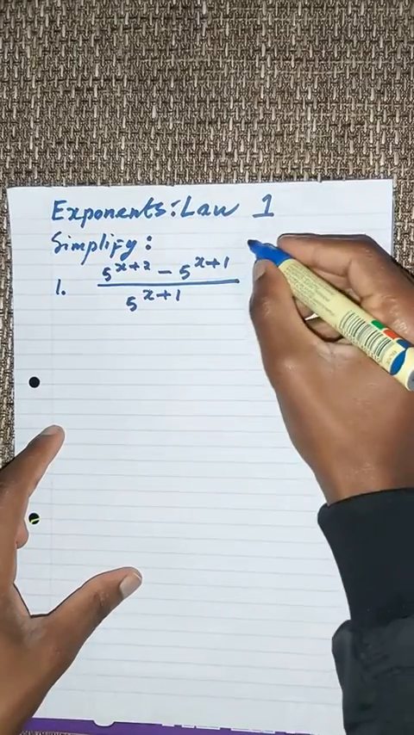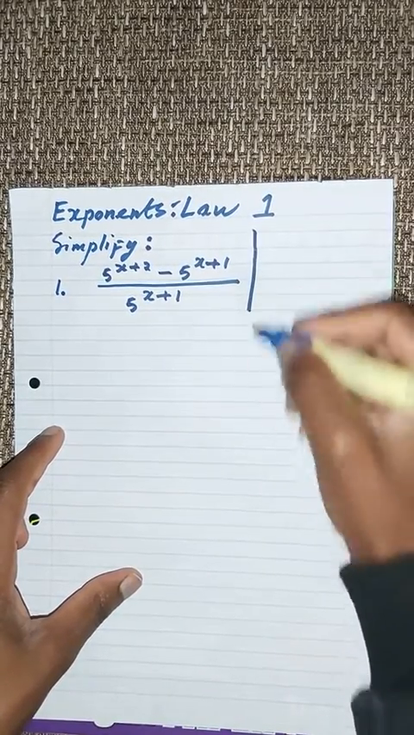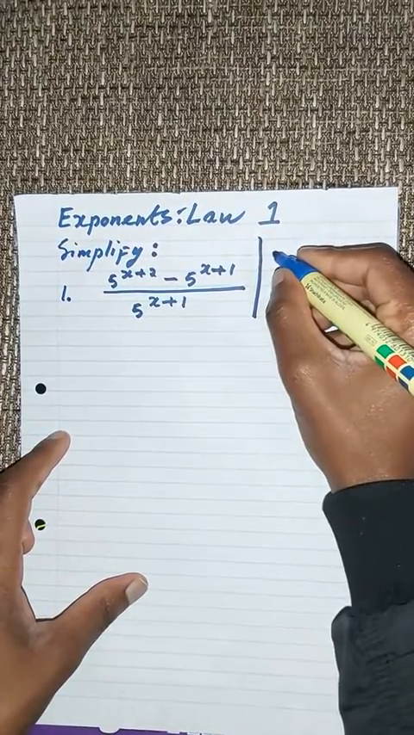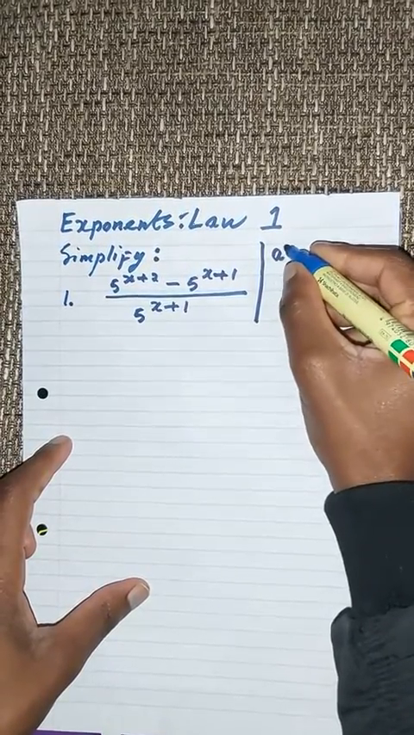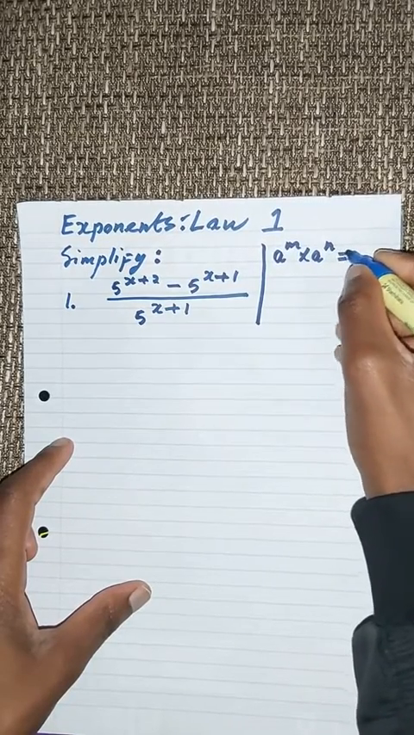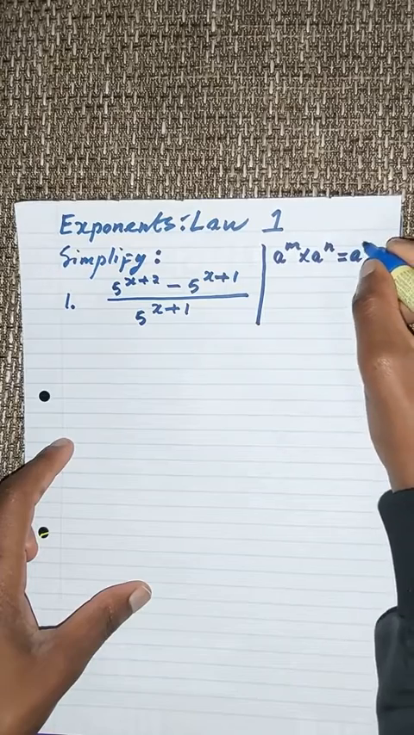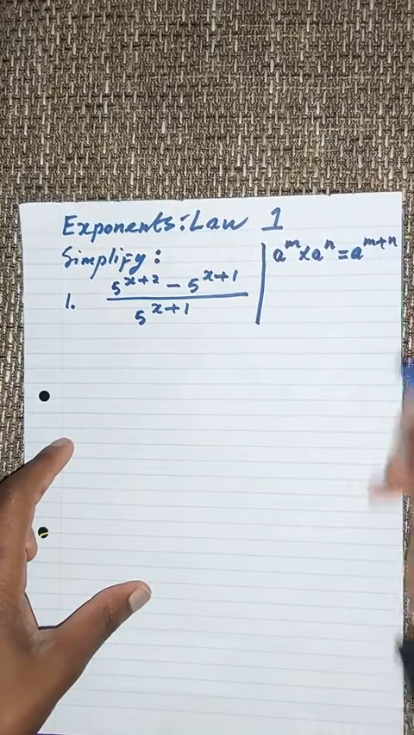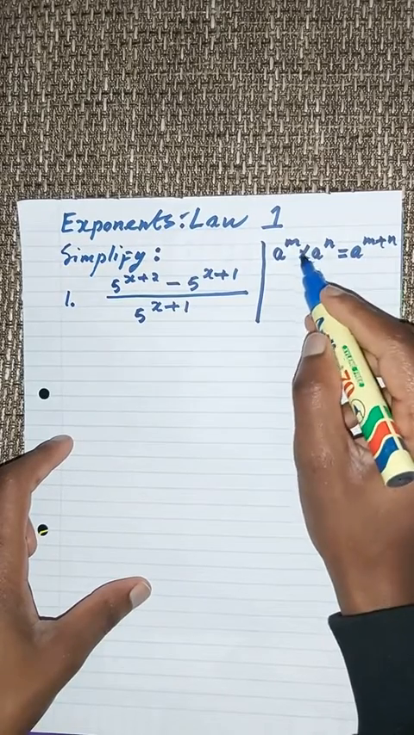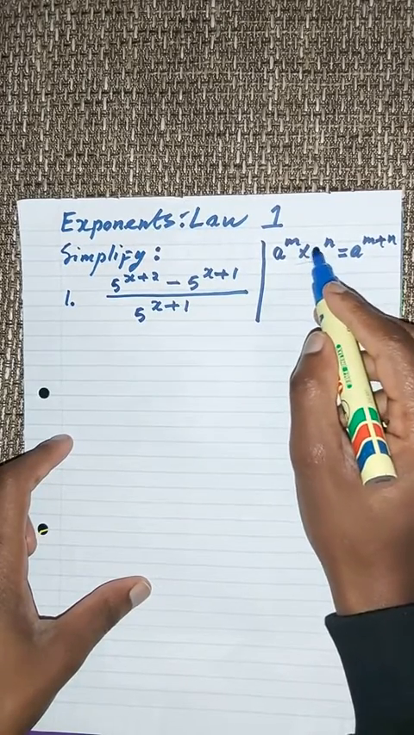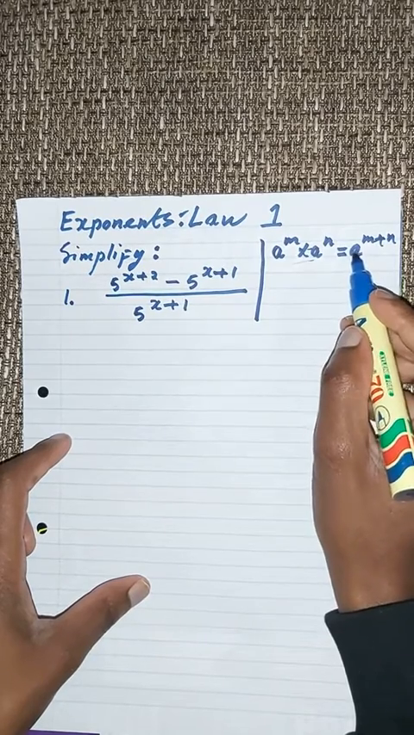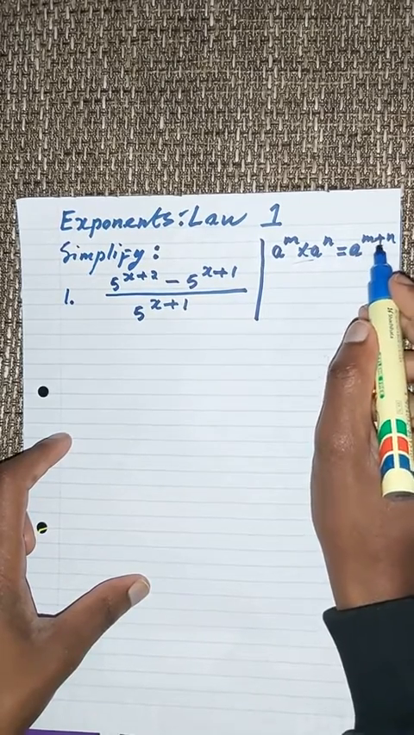Now, if you recall, I said that if I have a to the power of m times a to the power of n, then the answer should be a to the power of m plus n. Why? Because when I have two similar bases multiplying one another, then the exponents of those bases will add under just one base, right? So we will have a to the power of m plus n.